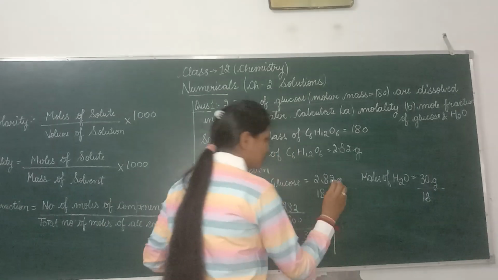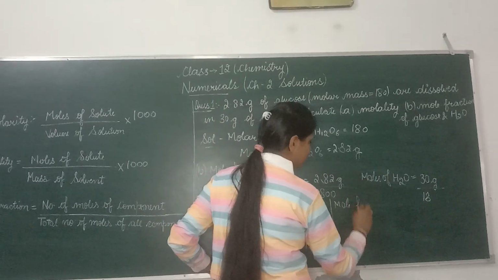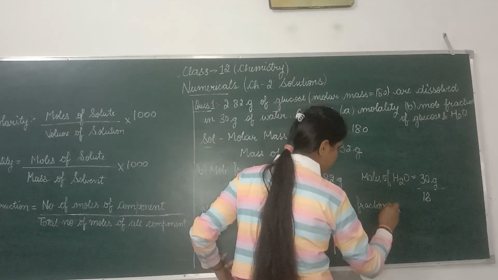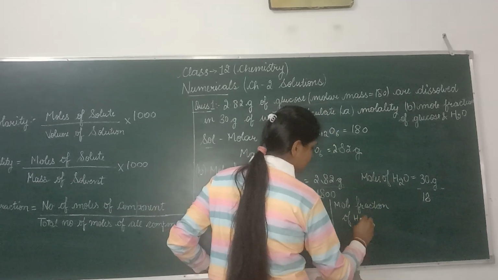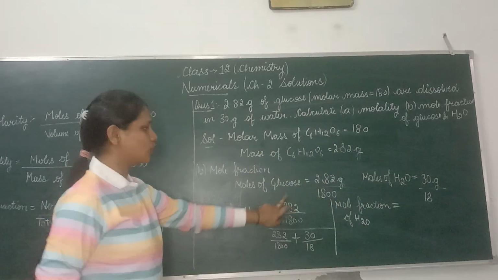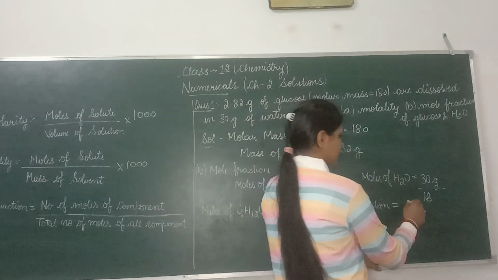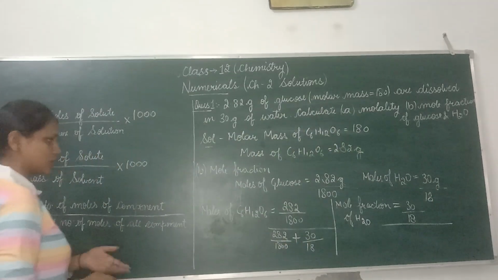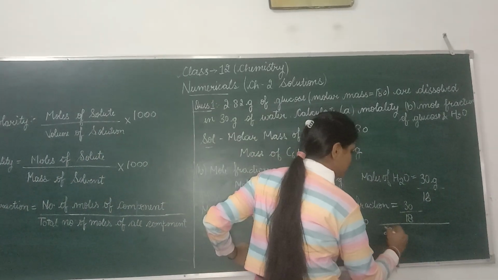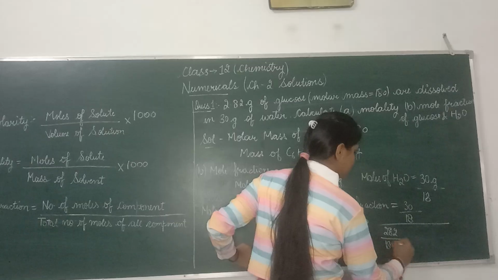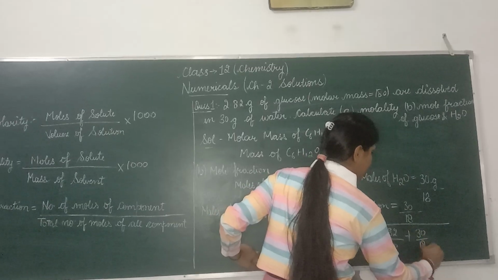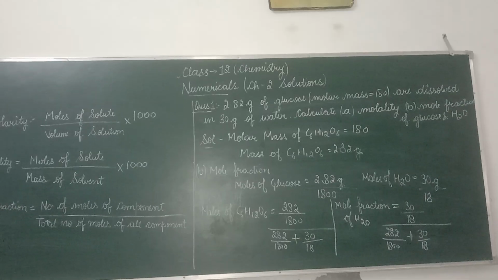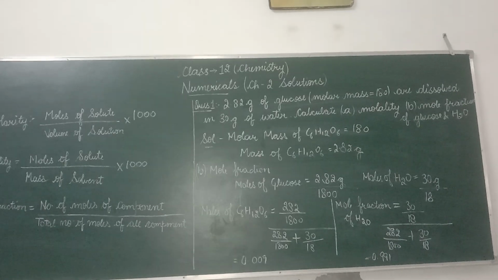Okay, so if we have to calculate the mole fraction of water, we have to put above the moles of the water, 30 upon 18, divided by the number of moles of all the components, that is 282 upon 1800 plus 30 upon 18. By solving all the calculations, we get the mole fraction of glucose as 0.009 and the mole fraction of water as 0.991.